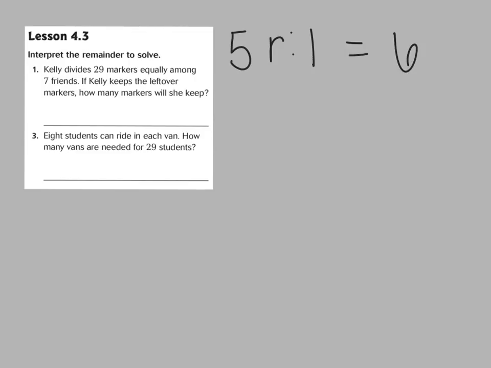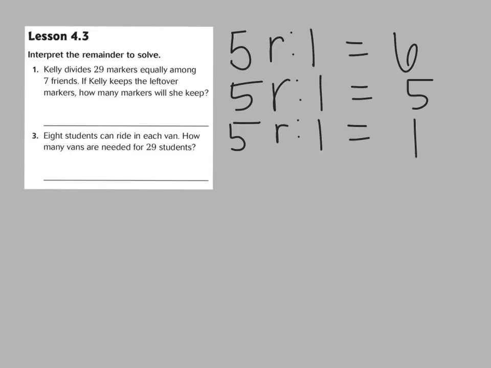Another thing that we're looking for is sometimes they only want the quotient. So in 5 remainder 1, they might only want 5. And the last thing that we might see is 5 remainder 1, and they might only want to know how many were left over. So the answer would only be 1. There's a variety of different things that we can see with a question like this. So it's very important that we really pay attention to what they are asking us.